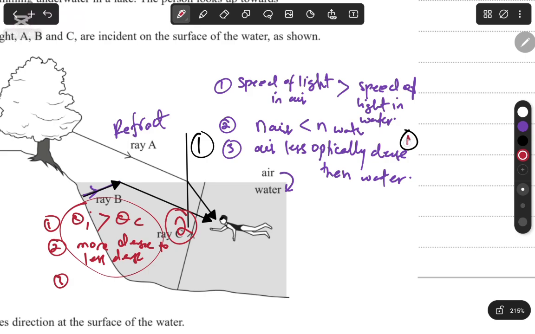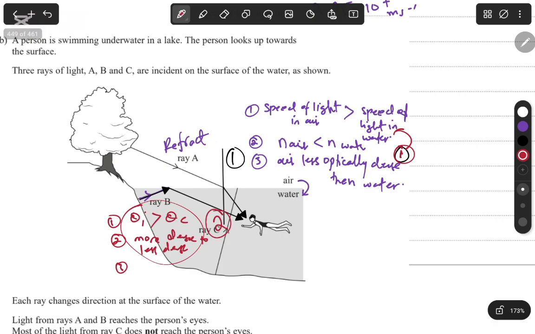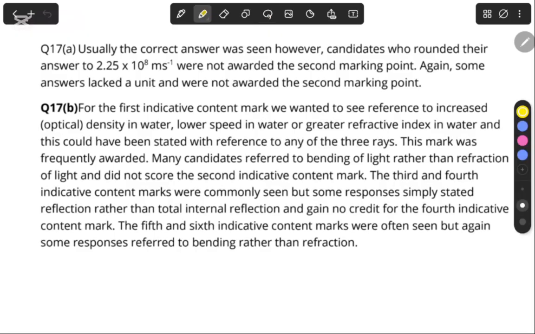And then 1 mark again for any of these points, and then 1 mark for talking about light refracting towards the normal. Now I just want to point one thing out. When you talk about refraction, don't talk about bending of light. Talk about the refraction. Okay, specifically, they want to see that word.